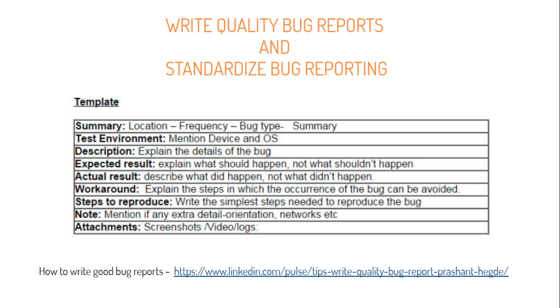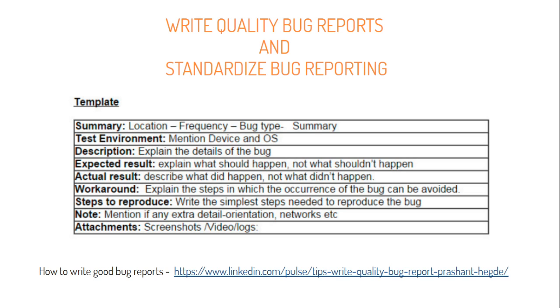If you ask me what is the most important thing that the tester should know, it's writing quality bug reports. It's especially important if you are working remotely also, right? So what is a quality bug report? A quality bug report is the one which is precise and has all the details that is required to replicate, debug, and fix the issue.